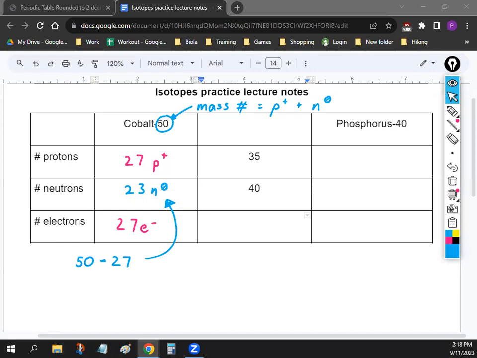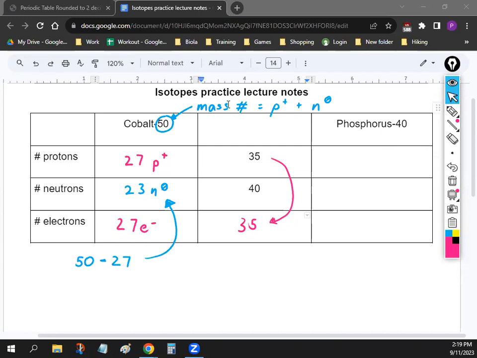All right, so let's take a look at electrons. If you take a look right here, we have 35 protons, right? So if we have 35 protons, how many electrons are we going to have? Yeah, 35, the exact same number. So just keep that in mind. Protons and electrons are going to be the exact same.